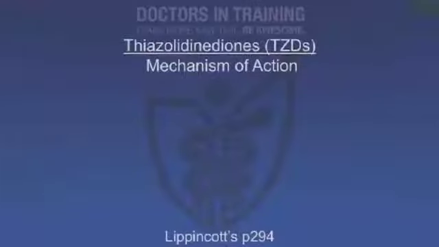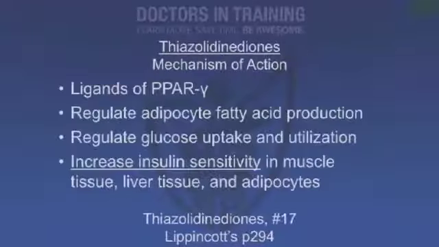These are used, again, in type 2 diabetes, usually as a combination with insulin or with metformin, but they can be used in monotherapy. They can be used in combination with sulfonylureas. The mechanism of action of these drugs is not really well understood. Both of these drugs work a little bit differently, but there are a few general concepts to understand. They're both ligands of the PPAR gamma receptor.